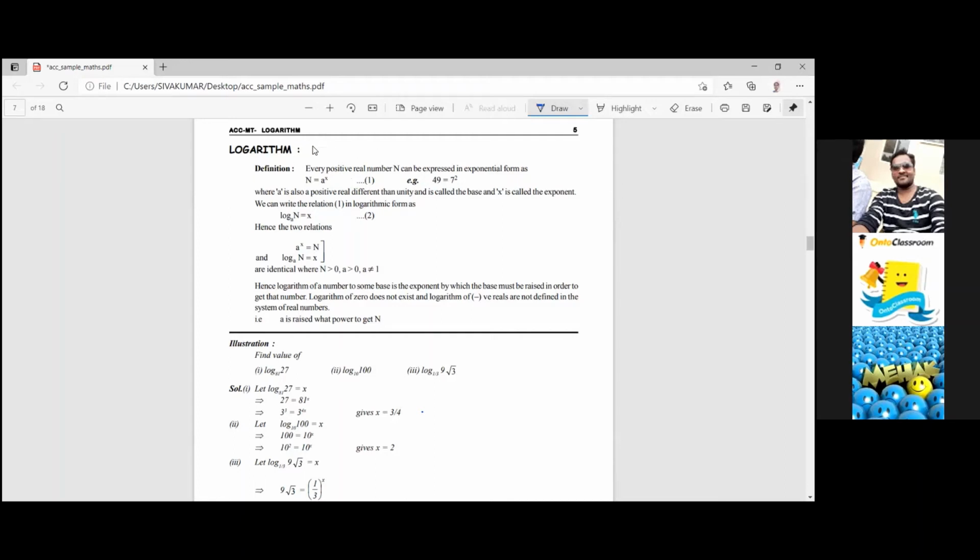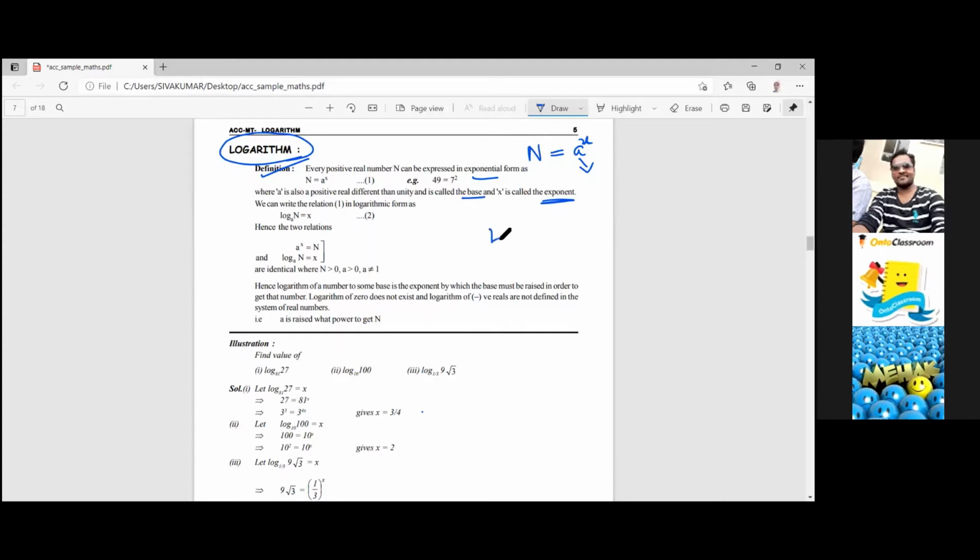So logarithm means we have some definition. Every positive real number n can be expressed in the form of exponential. So n means some natural number or real number, anything. This we can write in the form of a power x, where a is called the base and x is called the exponent.